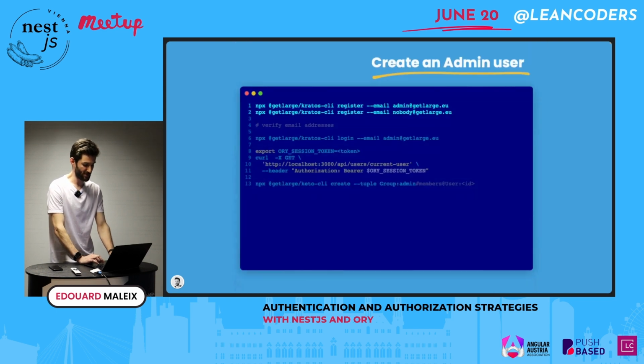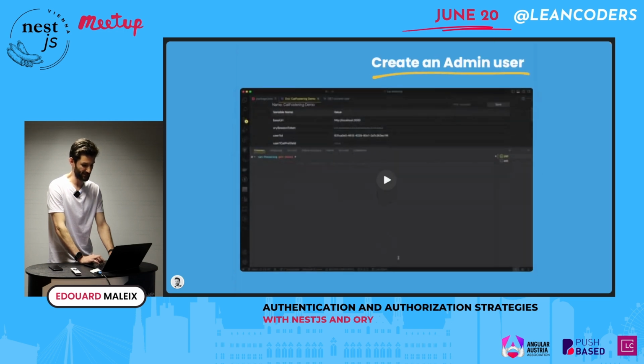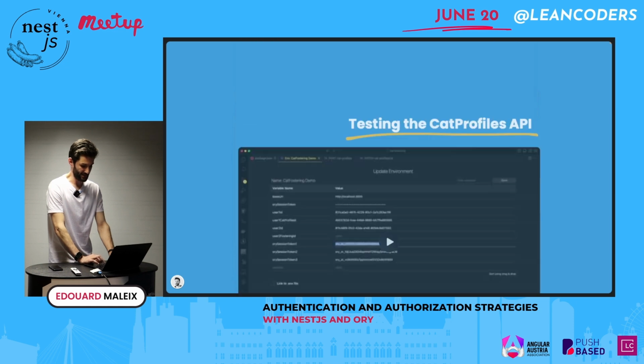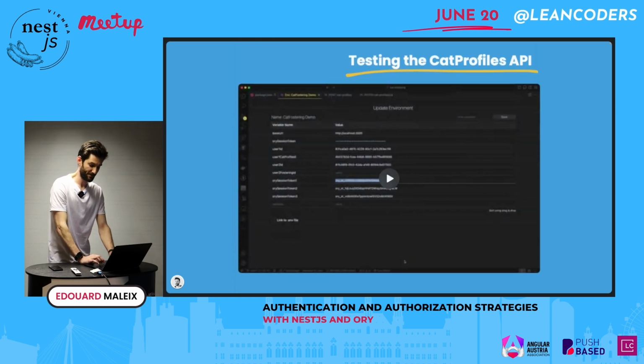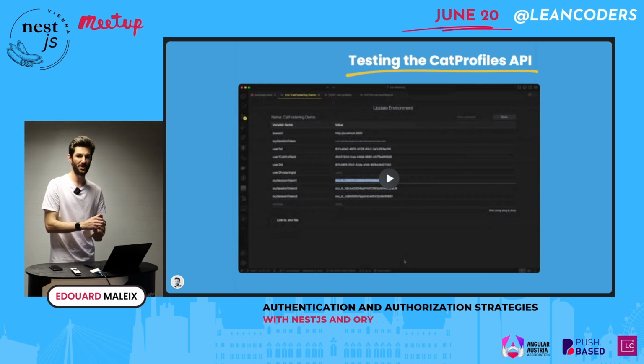All right, so we have a single user. Ideally we want several users, including an admin and a nobody, just to be the witness and check that authorization is working. So this is the CLI that we would use to make things, but we will skip that to make it faster. So we'll skip that. Now let's go test our API. So we have a user, an admin, and a nobody.